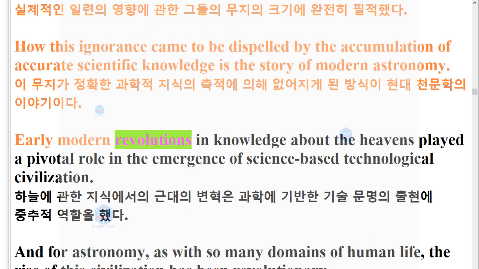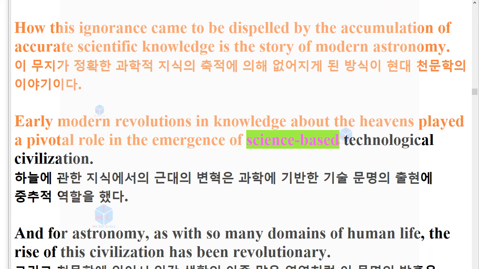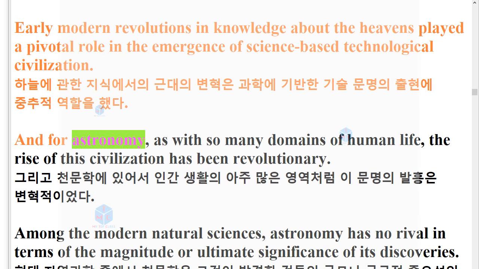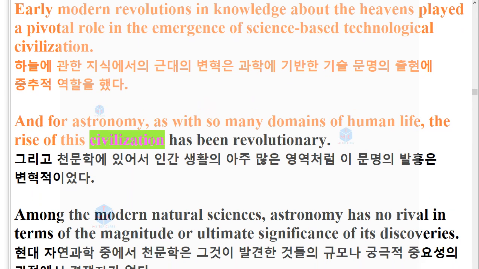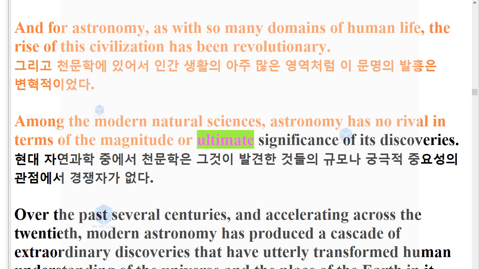Early modern revolutions in knowledge about the heavens played a pivotal role in the emergence of science-based technological civilization. And for astronomy, as with so many domains of human life, the rise of this civilization has been revolutionary. Among the modern natural sciences, astronomy has no rival in terms of the magnitude or ultimate significance of its discoveries.